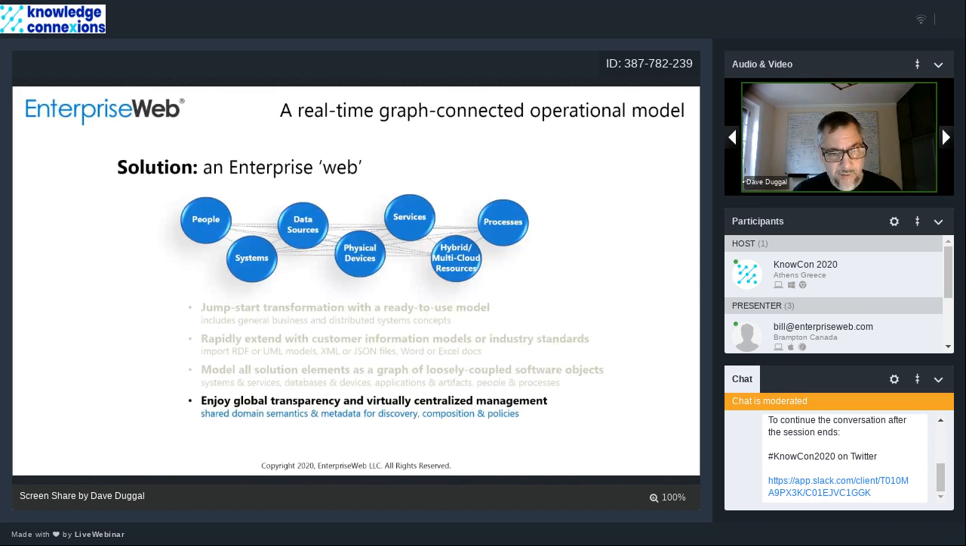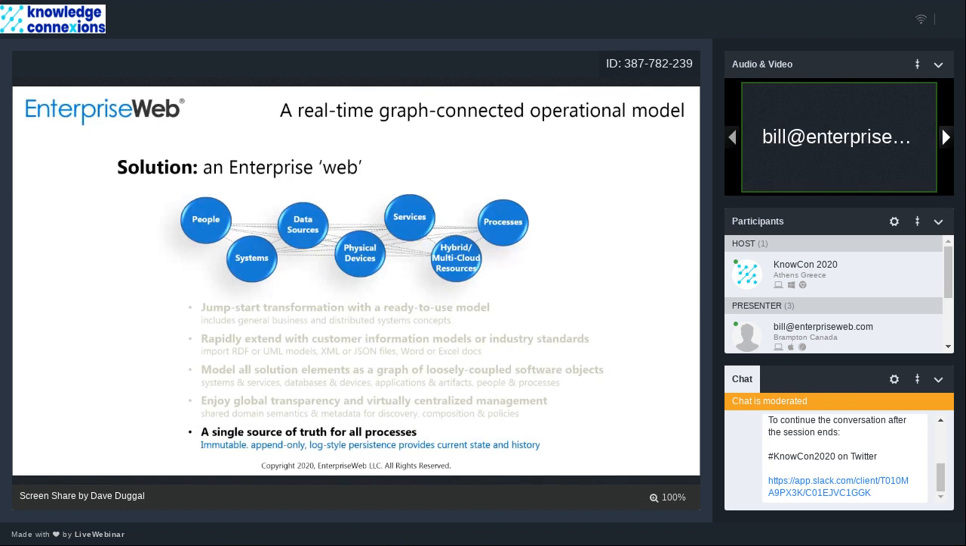And then customers are gaining global transparency and virtually centralized management, because despite the fact that all the connected elements might truly be heterogeneous and they might be distributed, we're making them look as if they are the same. We're making them appear as if they're all local. And we have these representations of them, these proxies, as it were, these digital twins, which they can then use to manage and configure with metadata.